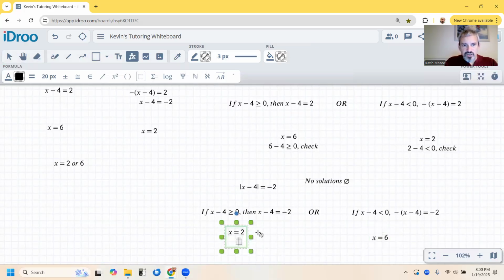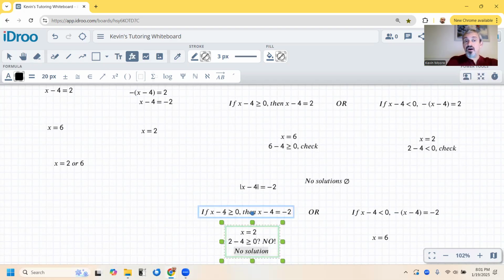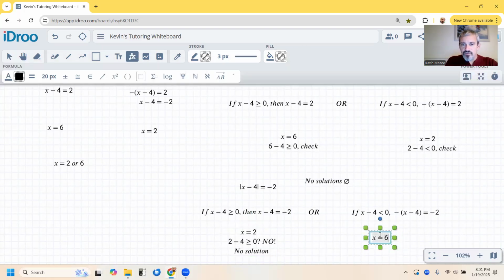But we have to check the condition. 2 minus 4 greater than or equal to 0? No. So no solution here. There is no solution for this where the absolute value is positive and it solves this equation. How about over here? If I plug in 6 minus 4 less than 0? No. So this is another way to see that we get no answers if you want to be really formal about it. One more thing I want to show, and that is the fastest shortcut.